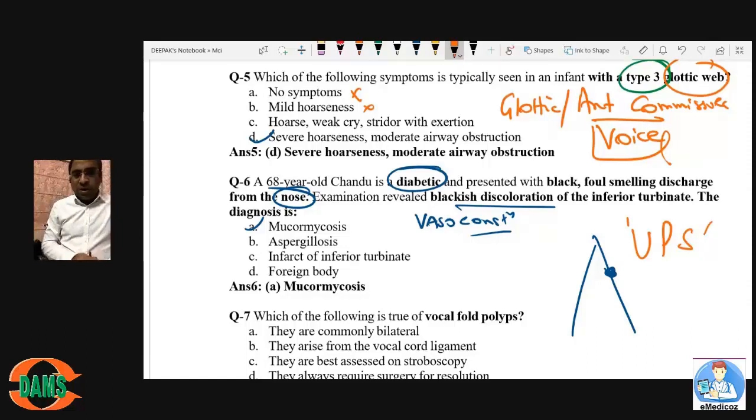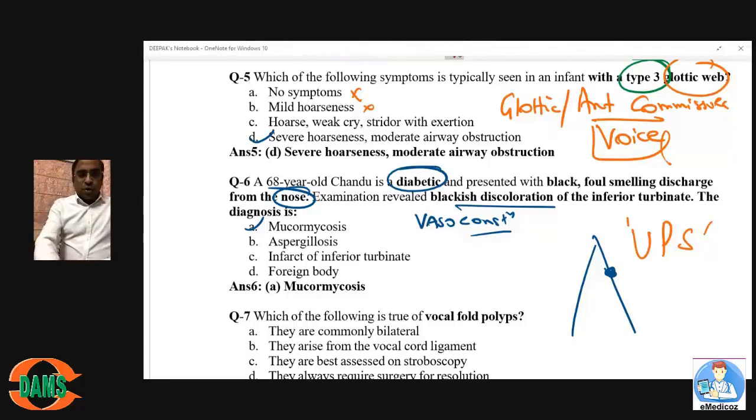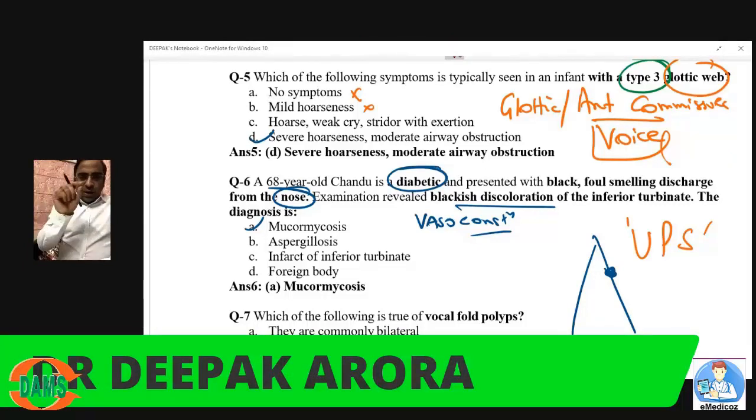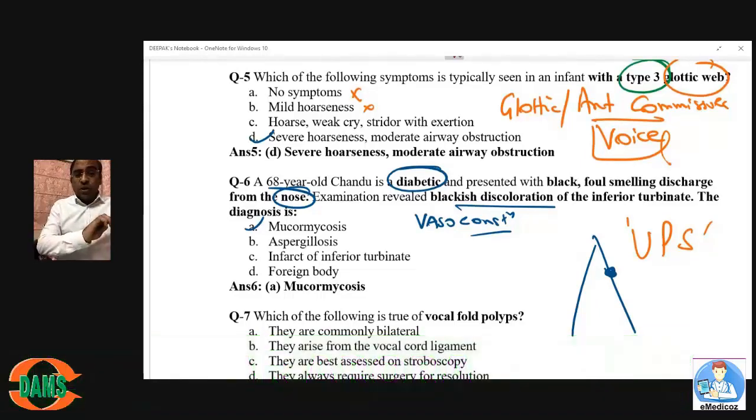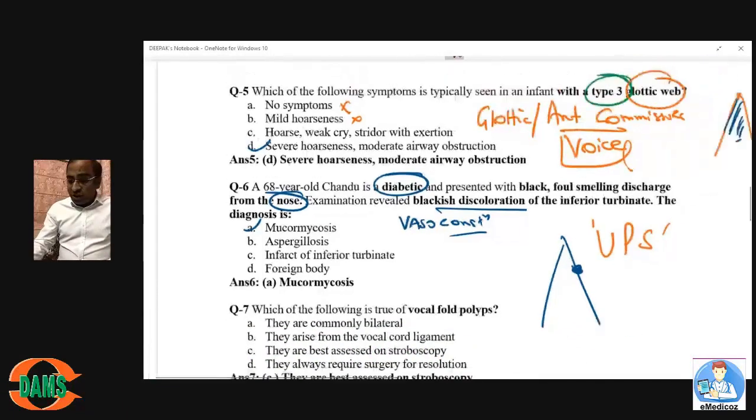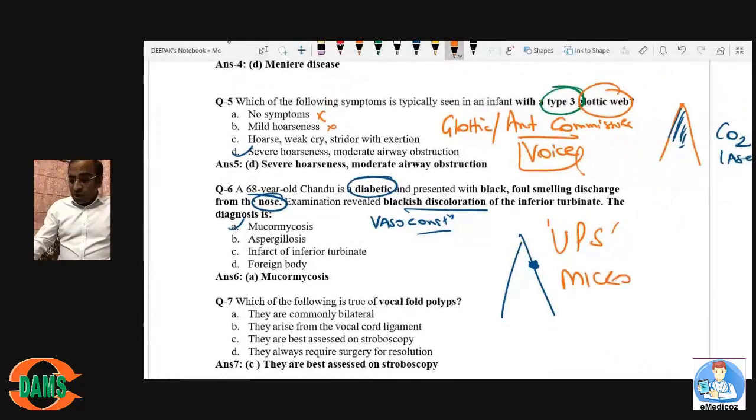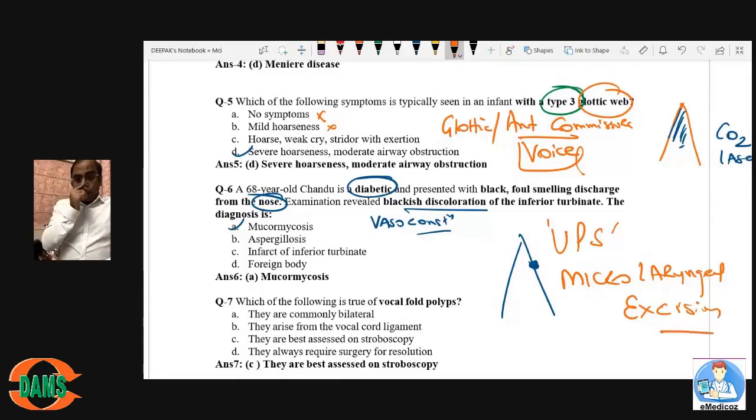Am I understandable? So how do you differentiate polyp from nodule? Nodules are bilateral. What is the treatment? Wait and watch, at the junction of 1/3 and 2/3. But the difference from polyp: polyp is unilateral, and the treatment is surgery. We go for microlaryngeal excision. Microlaryngeal excision will be the treatment for vocal polyp.